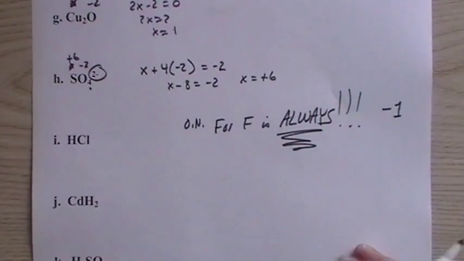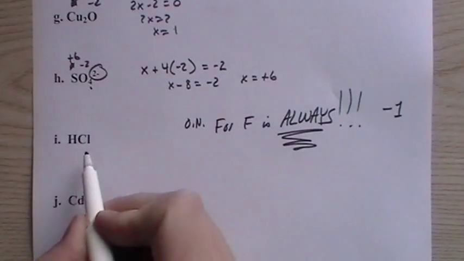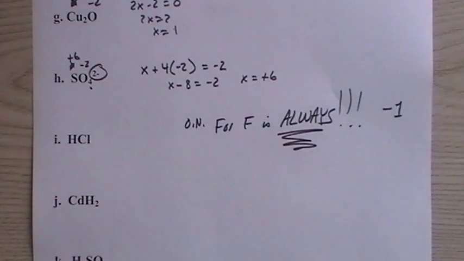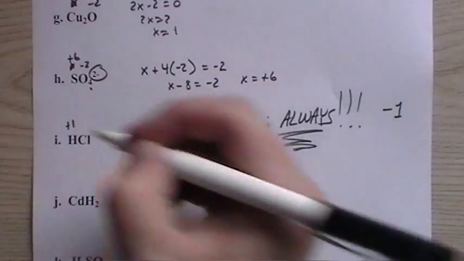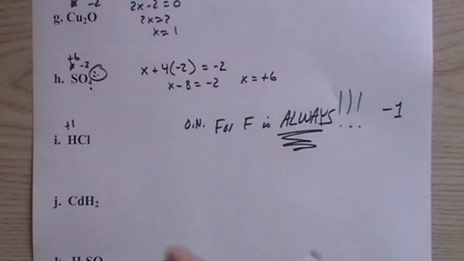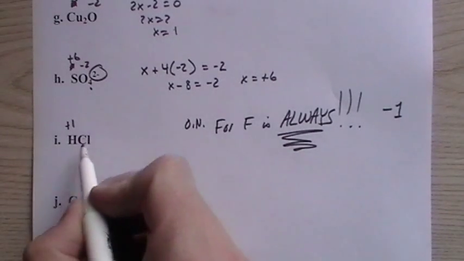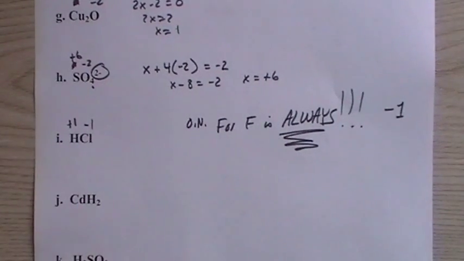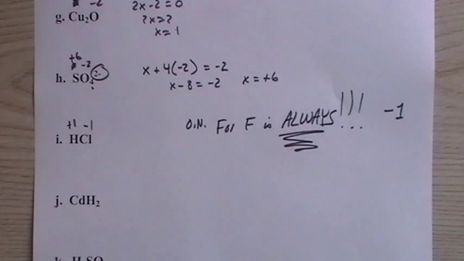But what rule we have going for us here is that hydrogen, when it's part of a compound with a non-metal, is always +1. Hydrogen can be -1, but it has to be attached to a metal. So this is a non-metal, so now we have it. Oxygen is -2, hydrogen is +1. Those two rules are going to be our best friends here. Hydrogen and oxygen are part of so many systems that we really have that going for us.